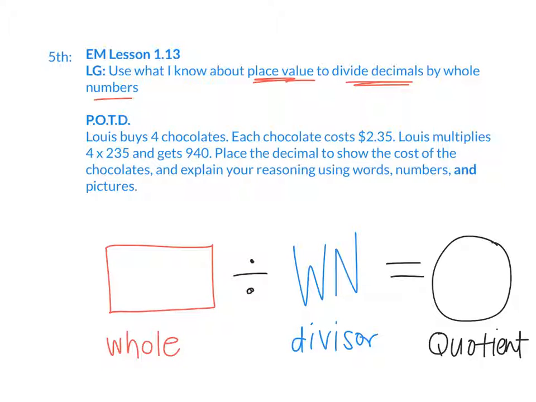Okay? So when I have a division equation like this, 16 divided by 4 equals 4. What is the whole? 16. What is the divisor? 4. What is the quotient? 4. Good. It's very important that you know these math terms.